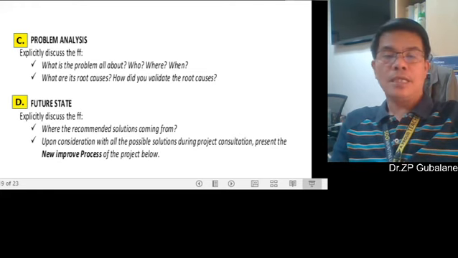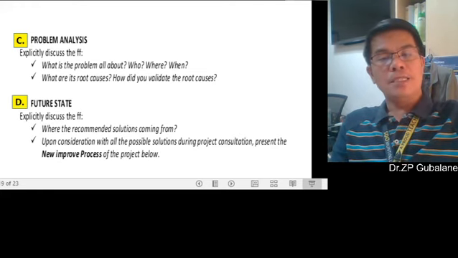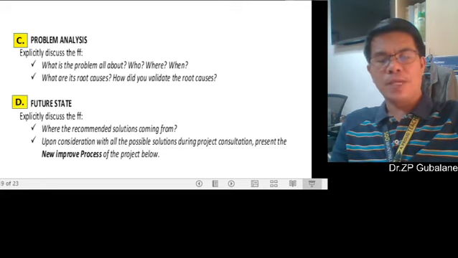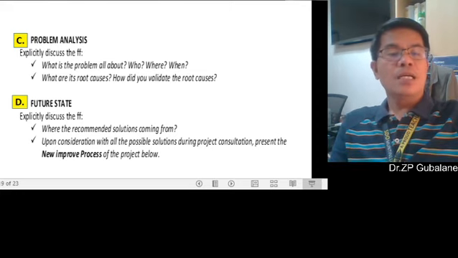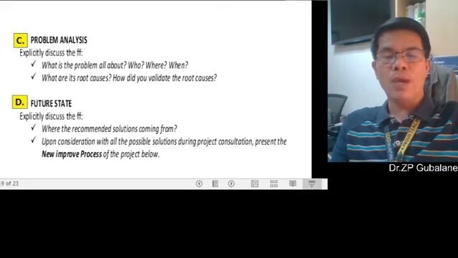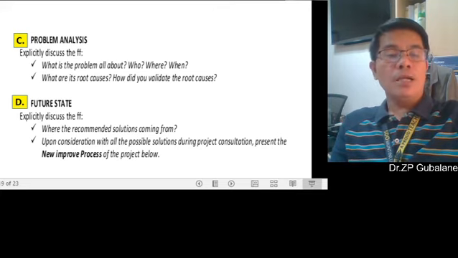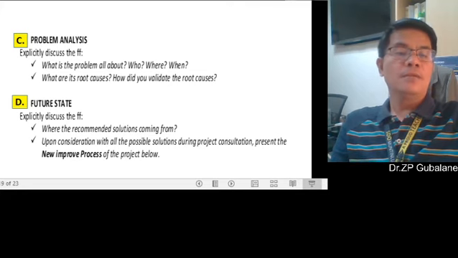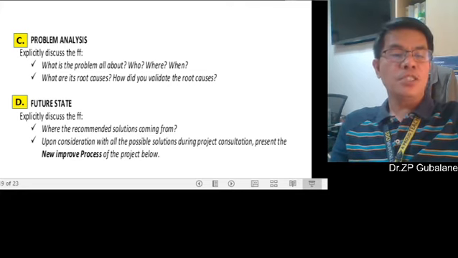Now, the next category is problem analysis. Okay? So, schools have a lot of problems, issues, concerns. Explicitly discuss the following. What is the problem all about? Who, where, when? What are its root causes? How did you validate the root causes? Just present and discuss.